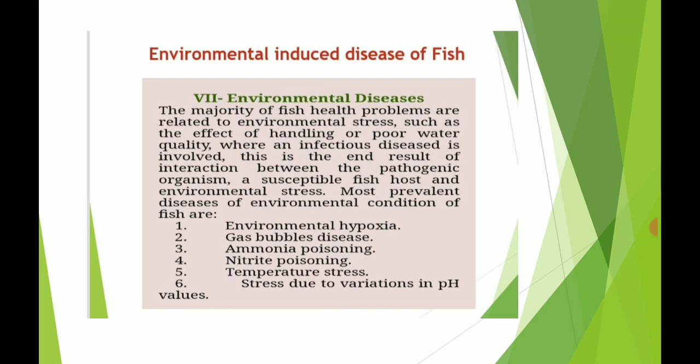Environmental diseases: the majority of fish health problems are related to environmental stress, such as the effect of handling or poor water quality, where an infectious disease is involved. This is the end result of interaction between the pathogenic organism, a susceptible fish host, and environmental stress. The most prevalent diseases of environmental condition in fish are environmental hypoxia, gas bubble disease, ammonia poisoning, nitrate poisoning, temperature stress, and stress due to variations in pH values.